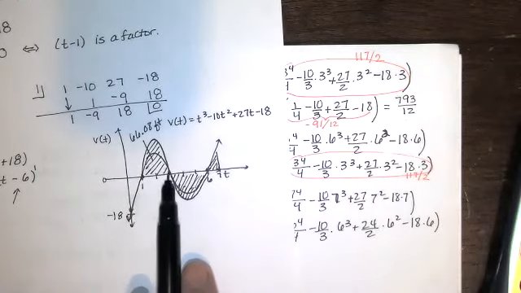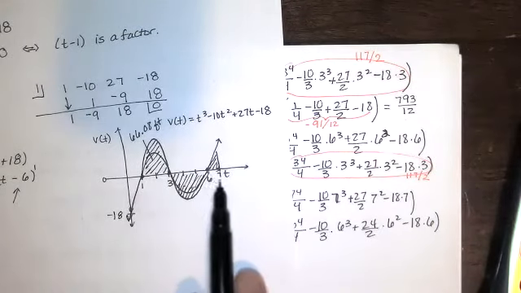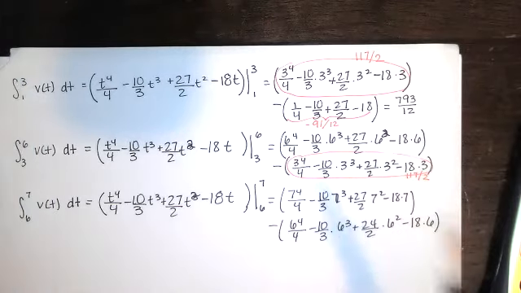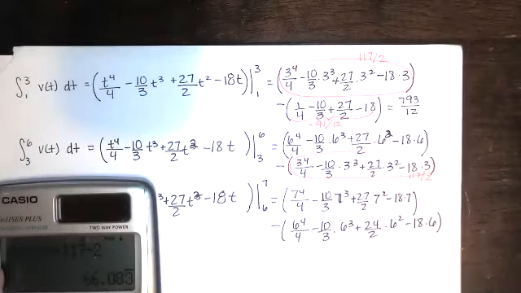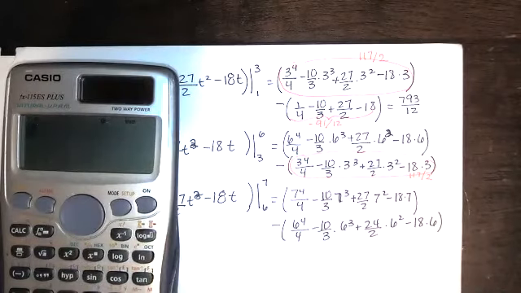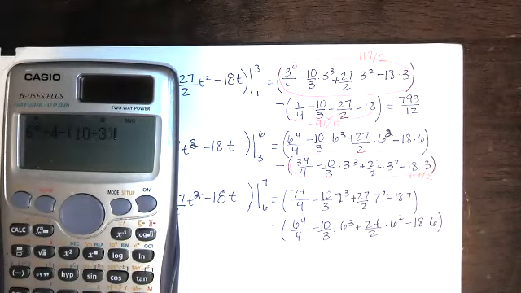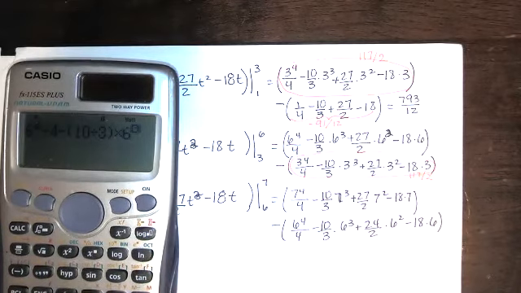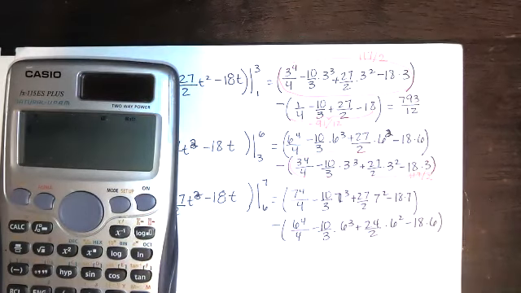Then at this point, t equals 3, we turned around and started going in the negative direction. If we want to find the distance that we traveled in the negative direction, we need to evaluate this integral and then take its absolute value. So I've got that expression involving 6. So let's figure out what that is. We've got 6 to the 4th over 4 minus 10 over 3 times 6 cubed plus 27 over 2 times 6 squared, which is 36, minus 18 times 6, and we get negative 18. Okay.